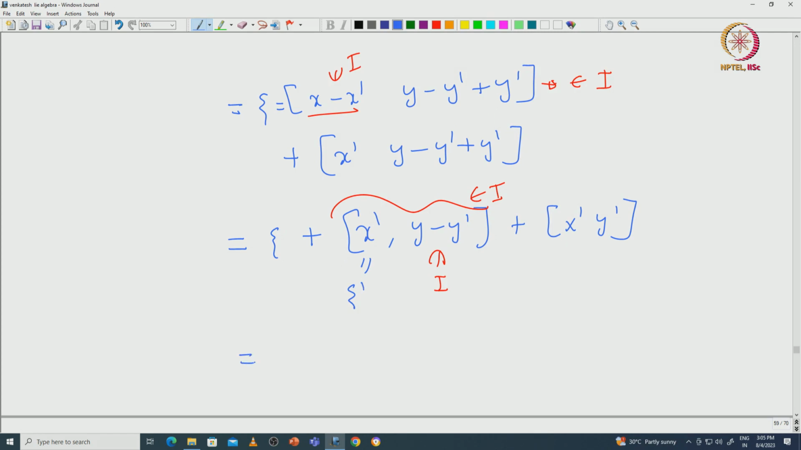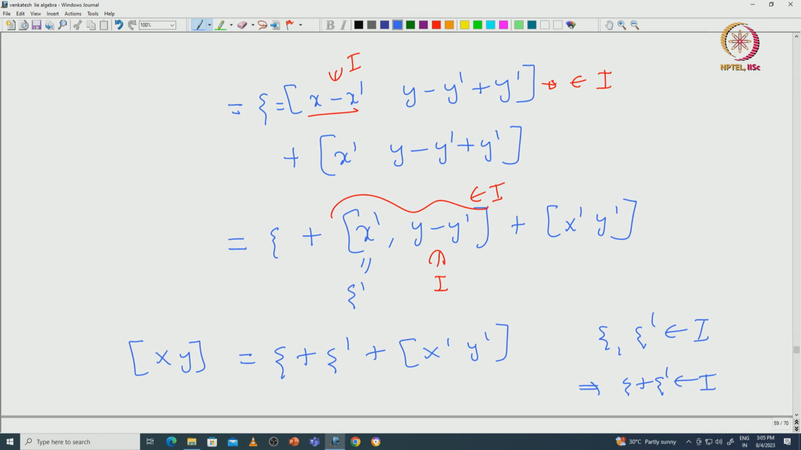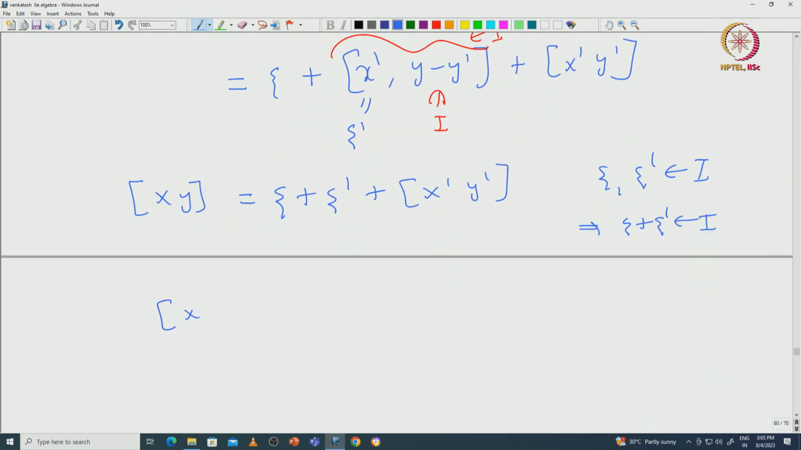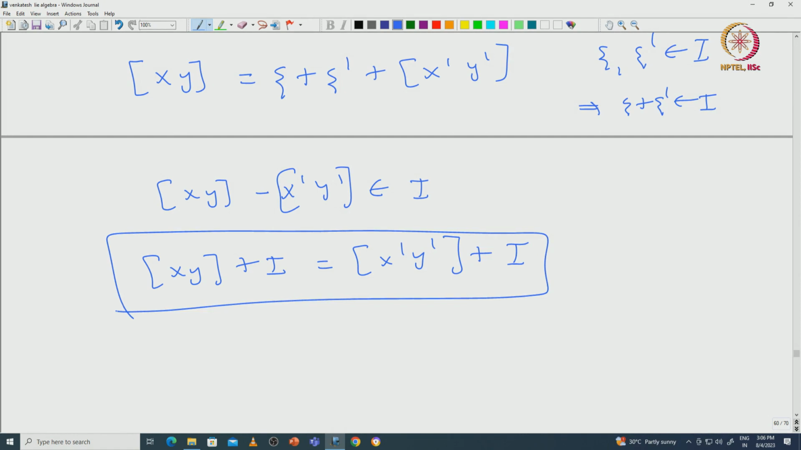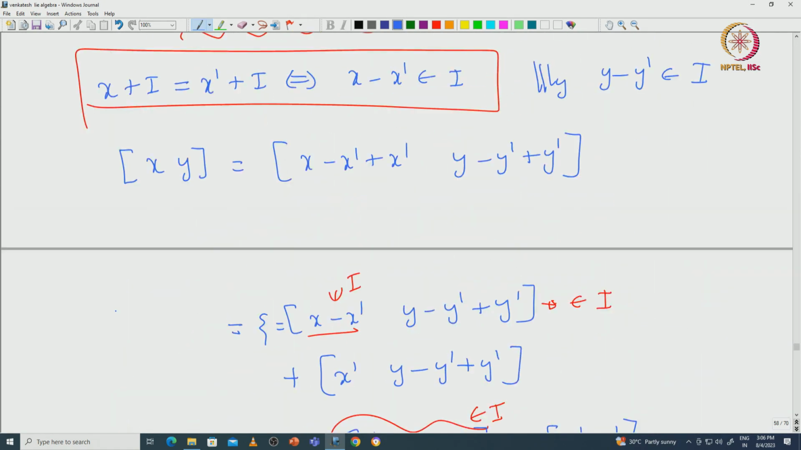So you wrote the bracket [x, y] as psi plus xi' plus [x', y']. Both psi and xi' are in I, so that implies psi plus xi' is in I. That means the bracket [x, y] minus [x', y'] is in I. So that proves that the bracket that we defined is actually well defined.